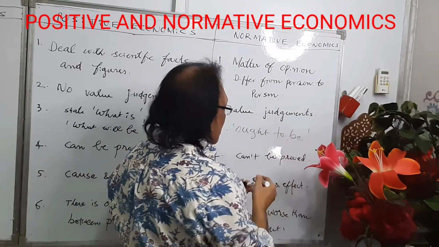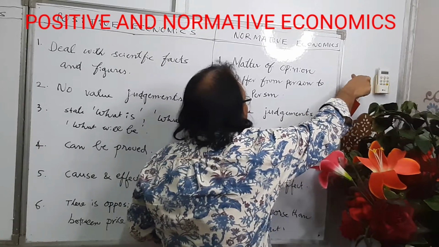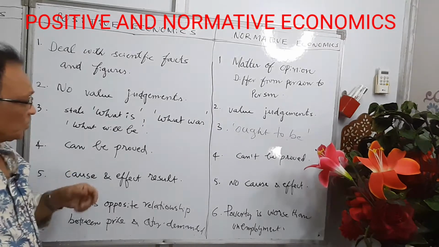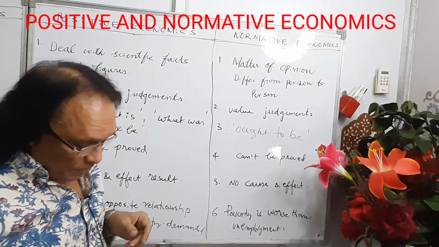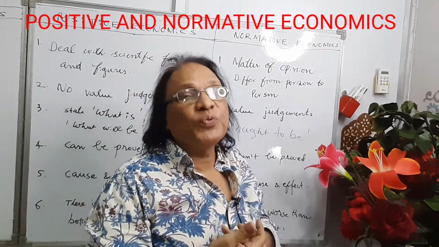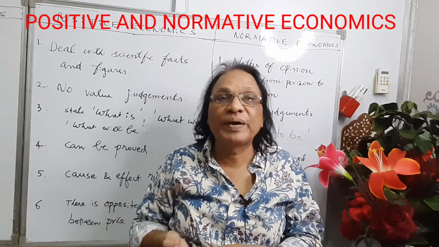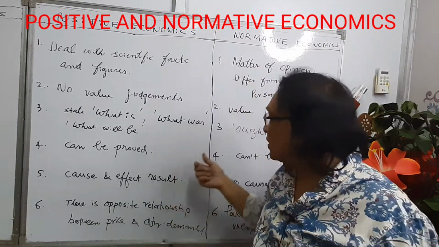We can say here, what ought to be. Then we discuss here, can be proved. Positive economics can be proved. Can be proved means we can prove it in the market. The price increases, automatically the demand for the commodities comes down. But it can't be proved.